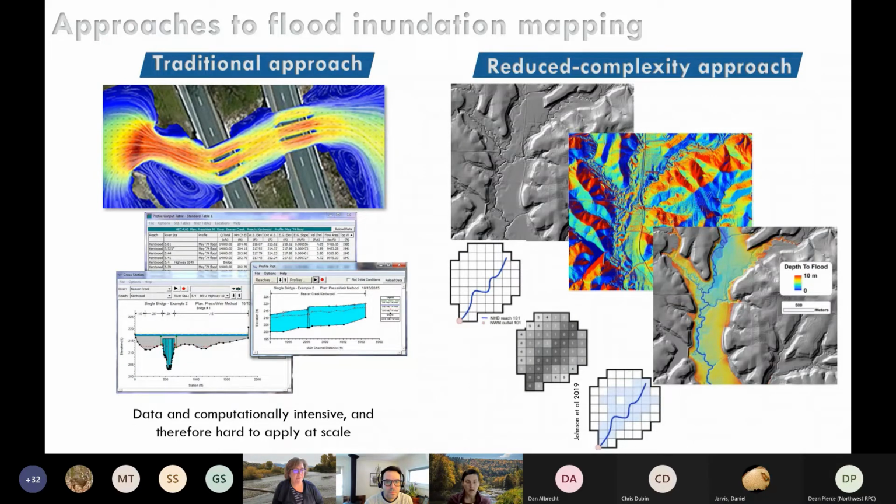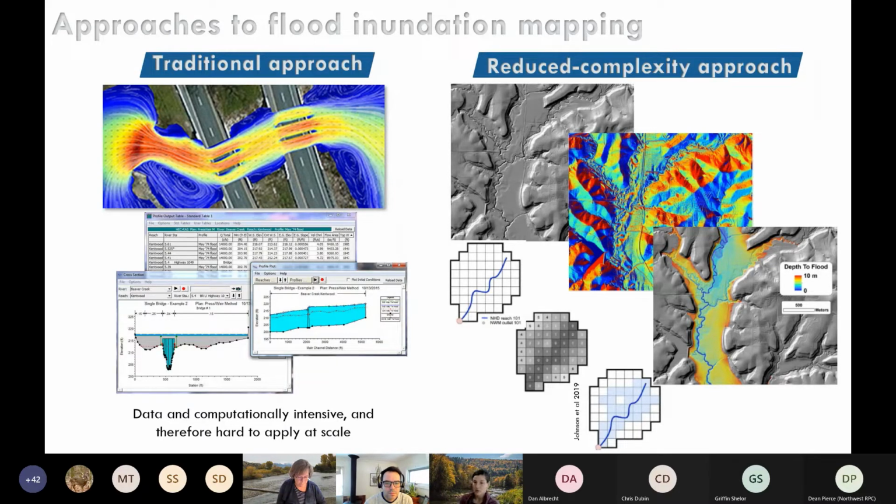However, generally, because these are both data and computationally intensive, because they resolve and account for conservation of mass and conservation of momentum at nodes across the landscape, they're really hard to apply at scale. And if we want to think about creating these flood maps for all communities, this is not really necessarily a tractable way. On the other side of the coin, there are these reduced complexity approaches.